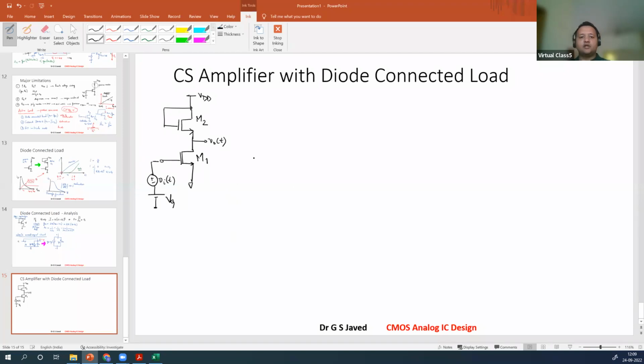Now first, for this particular circuit, let us find out the open circuit voltage gain. What is the voltage gain? What is the input impedance? What is the output impedance or output resistance? So let us find these. It is a very simple, straightforward, step-by-step approach. First thing is we will do DC analysis.